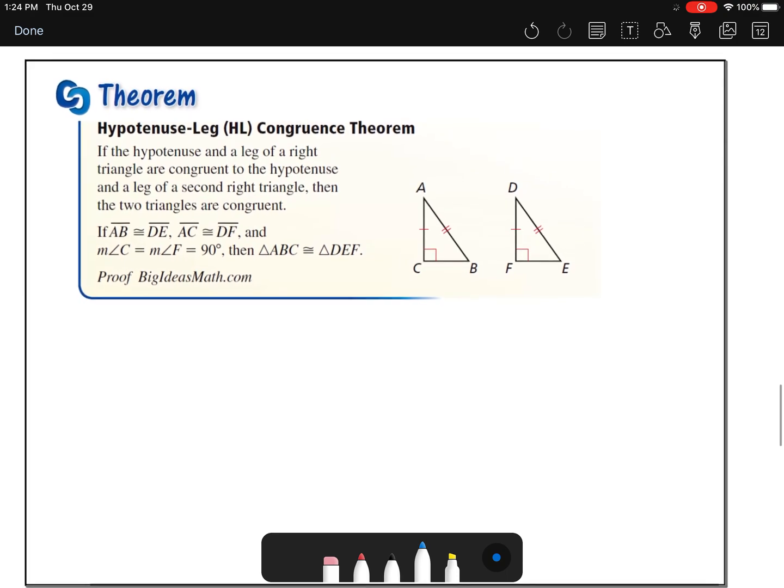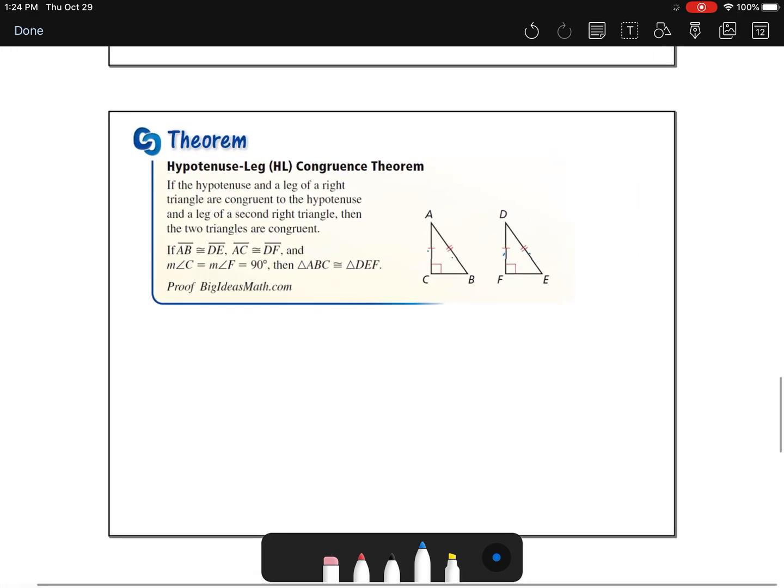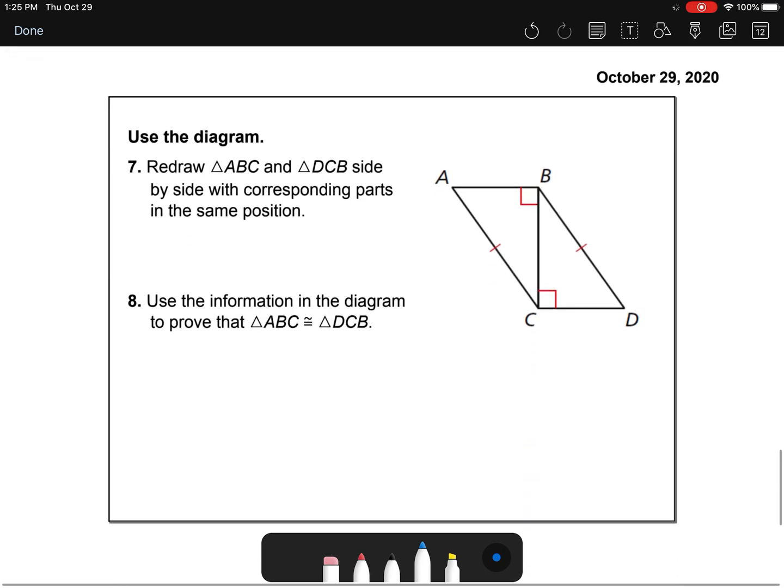Now the third and final theorem that we're going to use as a shortcut only works in right triangles. It only works in right triangles. So, hypotenuse, leg. So if the hypotenuses are the same and one of the legs is congruent in a right triangle, that ensures the triangles are congruent.